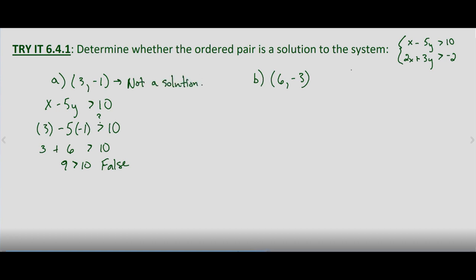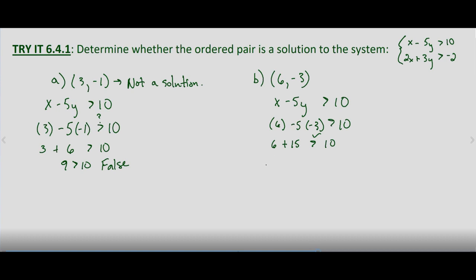So (6, negative 3), same process. x minus 5y is greater than 10. So is 6 minus 5 times negative 3 greater than 10? So that ends up being 6 plus 15, and that is greater than 10. That ends up being 21, so that checks.